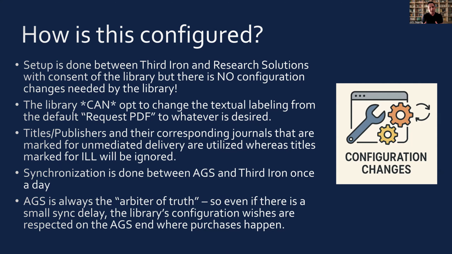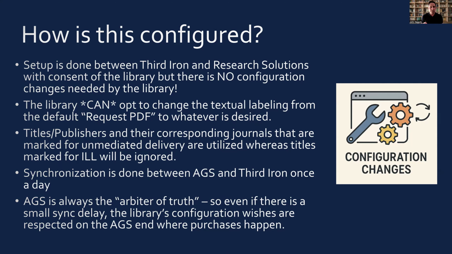This synchronization is done between AGS and Third Iron once a day. So you make all your changes in AGS and we take care of the rest. Everything is automated. AGS is always the arbiter of truth. So even if there's a small sync delay, you make some changes at night and we pick it up at 2 a.m. or 3 a.m. the next day, there could be some hours where you have turned off or turned on some titles and we don't know about it yet, which is totally fine because again, AGS is the arbiter of truth.